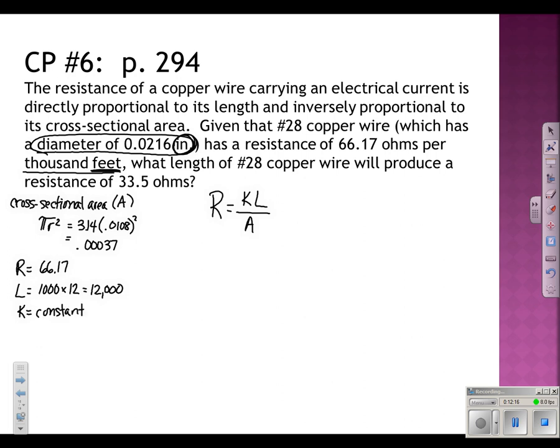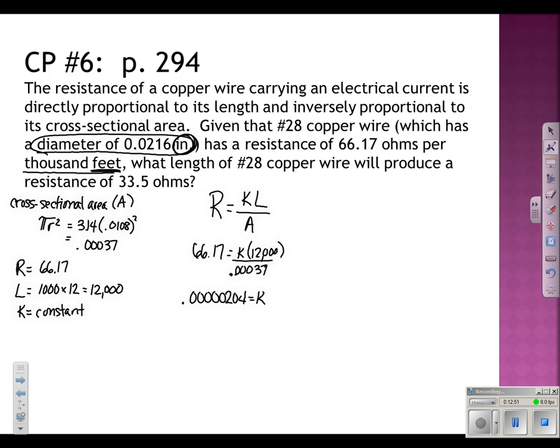So our first setup, our first resistance, 66.17. Length, 12,000. Area we found, 0.0037. If we punch that through to our calculator, we're going to end up with a K value of this. Now we can go and we can find that new resistance.